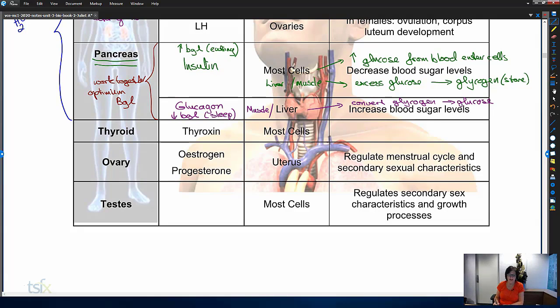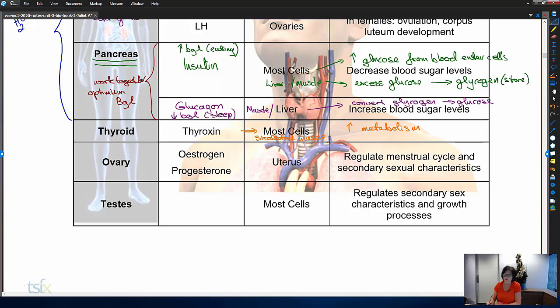Okay, moving down. Now we come down to another gland, the thyroid gland. And as you can see, the thyroid gland is this gland here. I'll just circle it in the neck. It's sort of wrapped around your trachea or windpipe, if you like. And this thyroid gland produces a hormone called thyroxine. Thyroxine is often referred to as the metabolic hormone. It works on most cells, but especially skeletal muscle. And what it does is increase the metabolism.